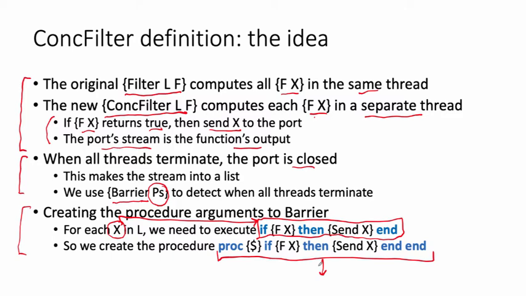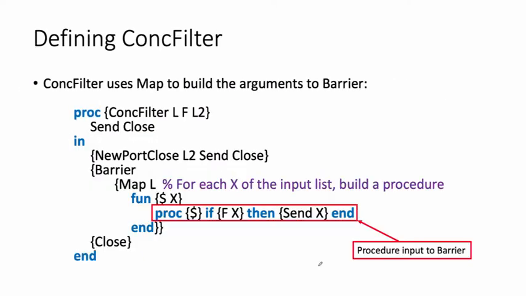So again, we're going to use higher order programming to build this. So here's the definition of ConcFilter. Again, this is a very nice example of a higher order combination of things we do with higher order. So you see how it works. We have one call to new port close. We have one call to barrier.